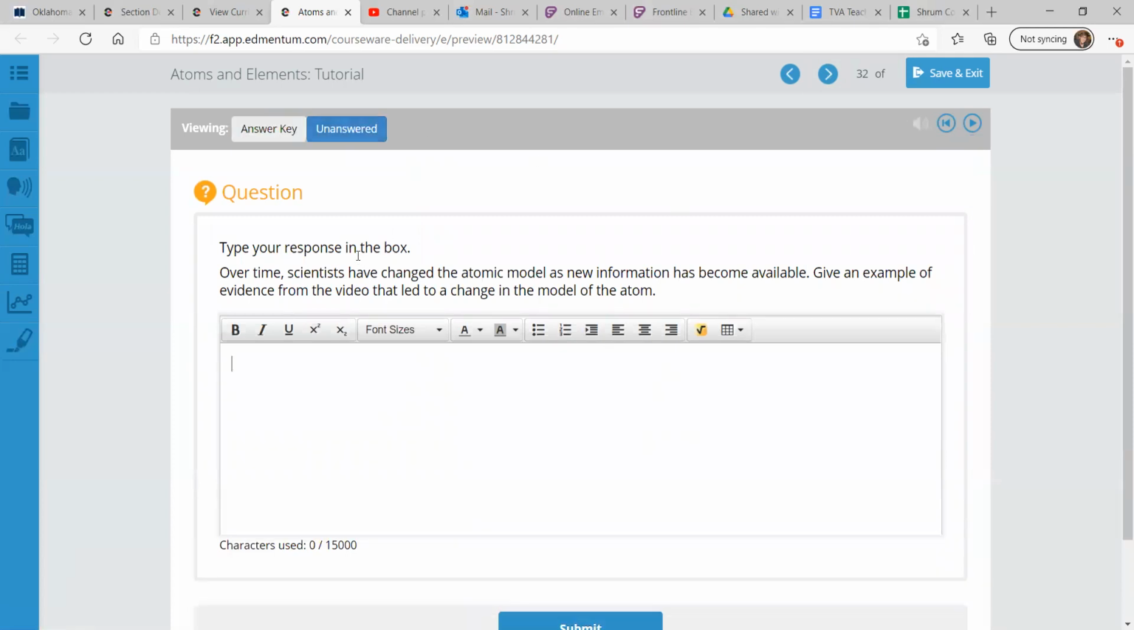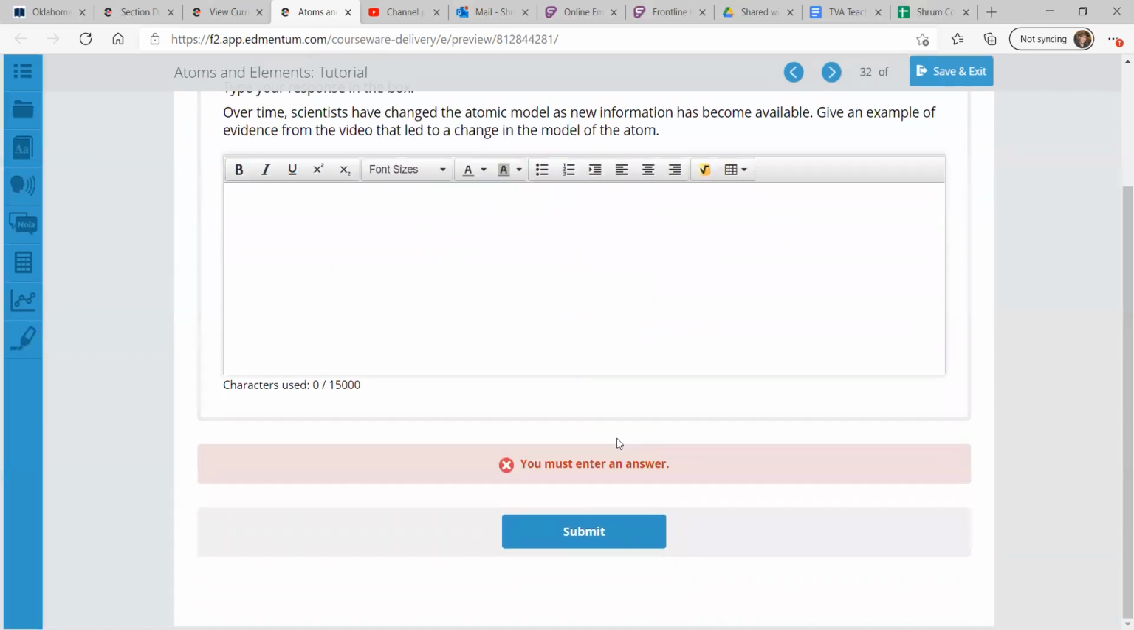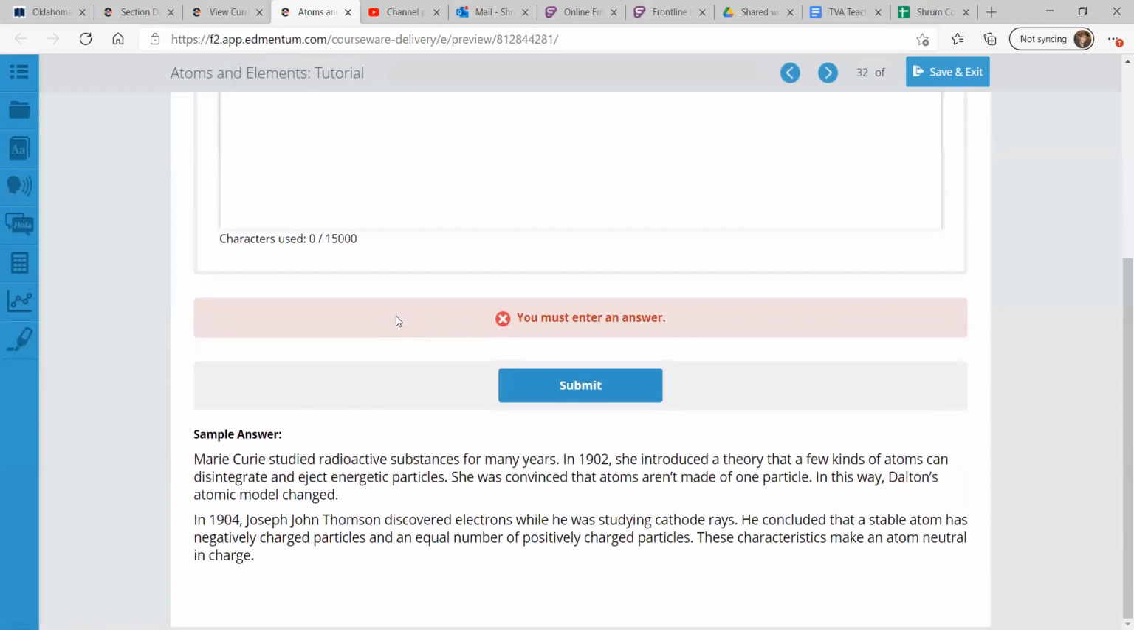And so we're asked, over time, scientists have changed the atomic model as new information has become available. Give an example of evidence from the video that led to a change in the model of the atom. Oh, well, let's get the answer key up.